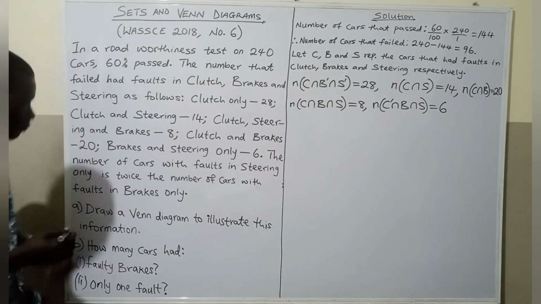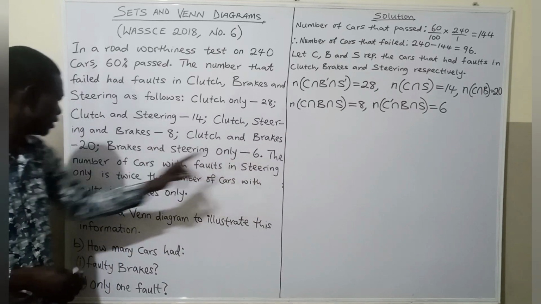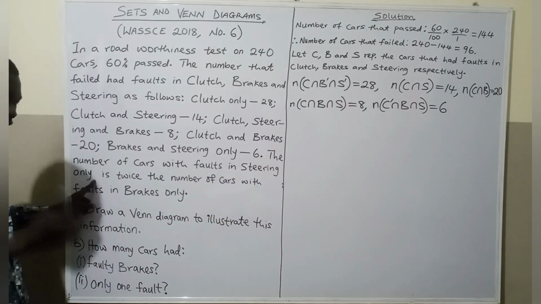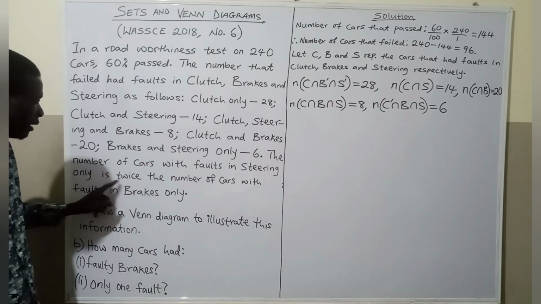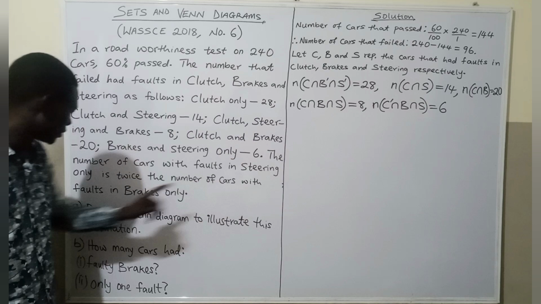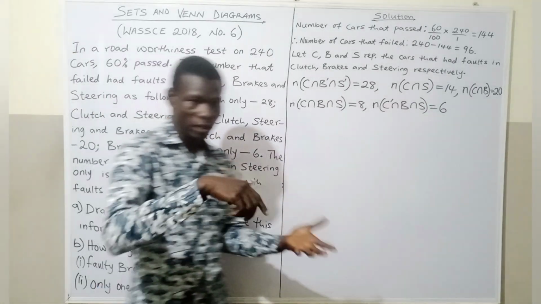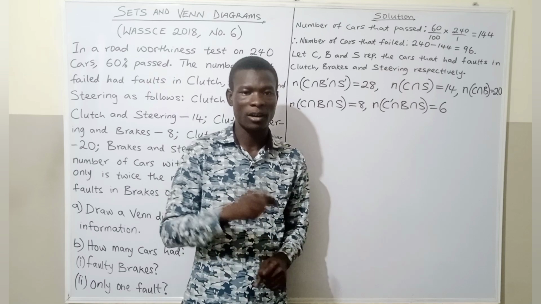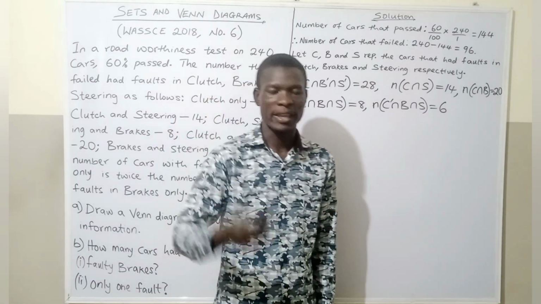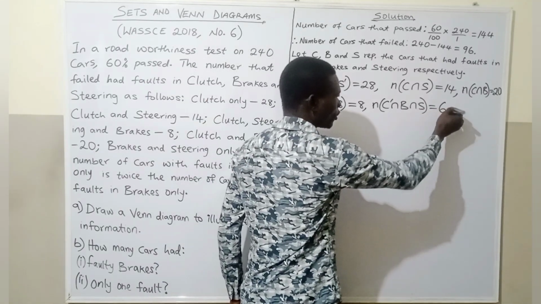Moving on, it now proceeded by saying the number of cars with fault in steering only is twice, 2 times the number of cars with fault in brakes only. Steering only is 2 times the number of cars with fault in brakes only. Now, how do we go about that? This is 8. There's a full stop after this.